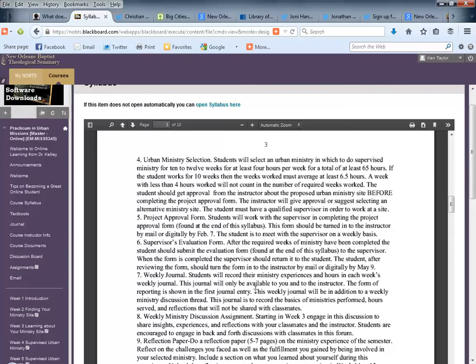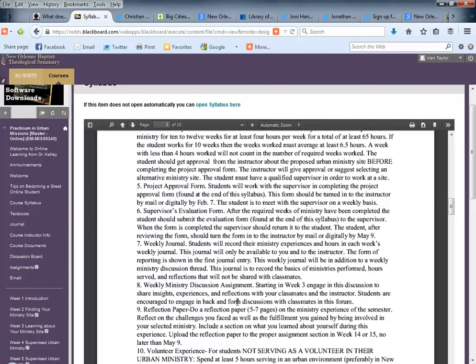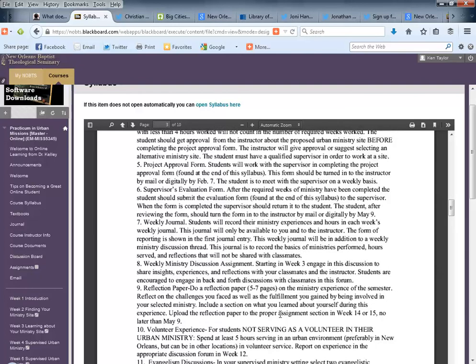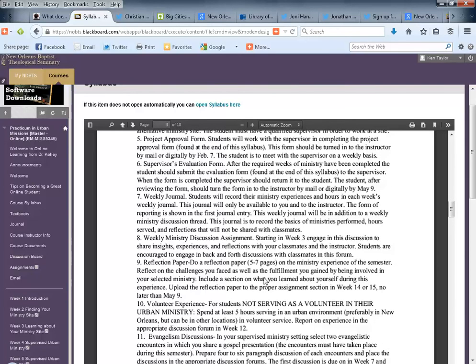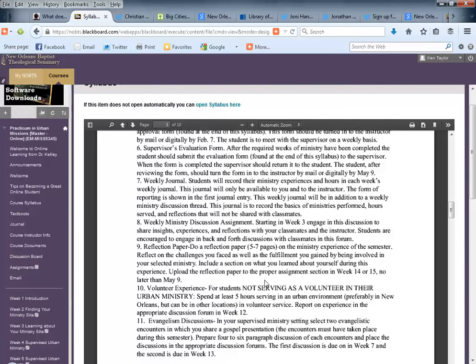There's a weekly journal where you'll record your ministry experiences and hours in each journal, and that's something that only you and I can see. Your fellow classmates will not be able to see your journal. So you'll do that. Then there's a ministry discussion assignment. Starting in week 3, engage in this discussion to share insights, experiences, and everybody can read that one. At the end of the semester, you'll do a reflection paper and submit that on the assignment board.